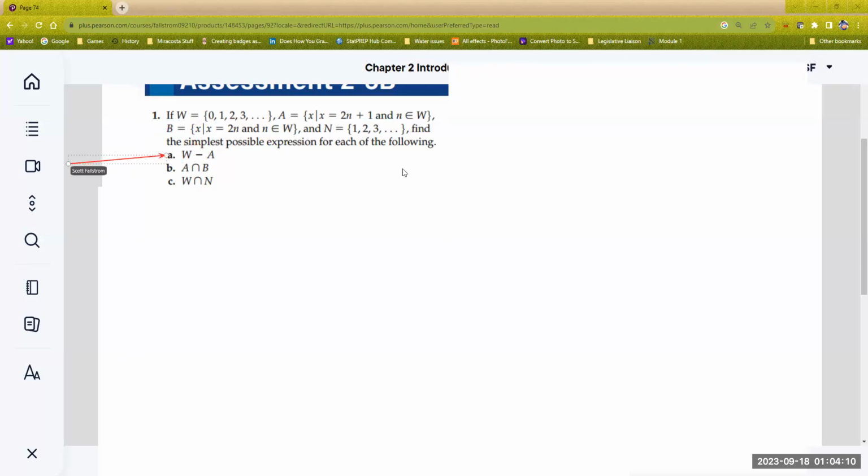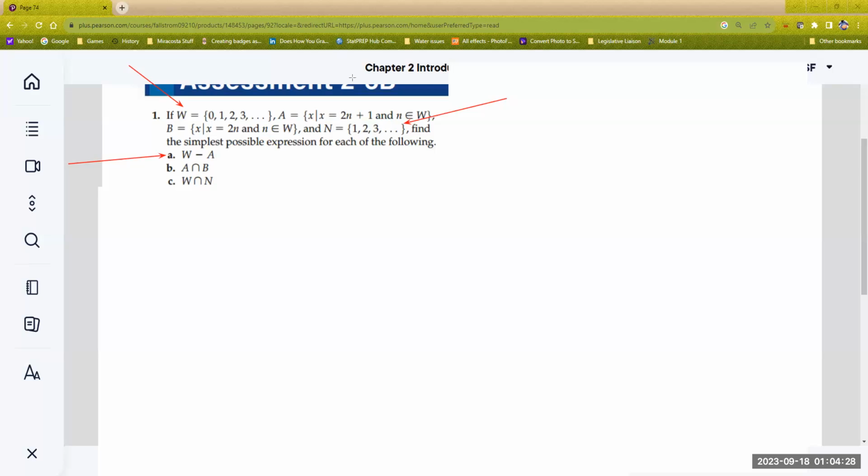So it says we're trying to find the simplest possible expression for each of the following. So if you take a look, we've got the whole numbers. That's 0, 1, 2, 3, and so on. The natural numbers, which are 1, 2, 3, and so on. And then two additional sets. One of them is set A.